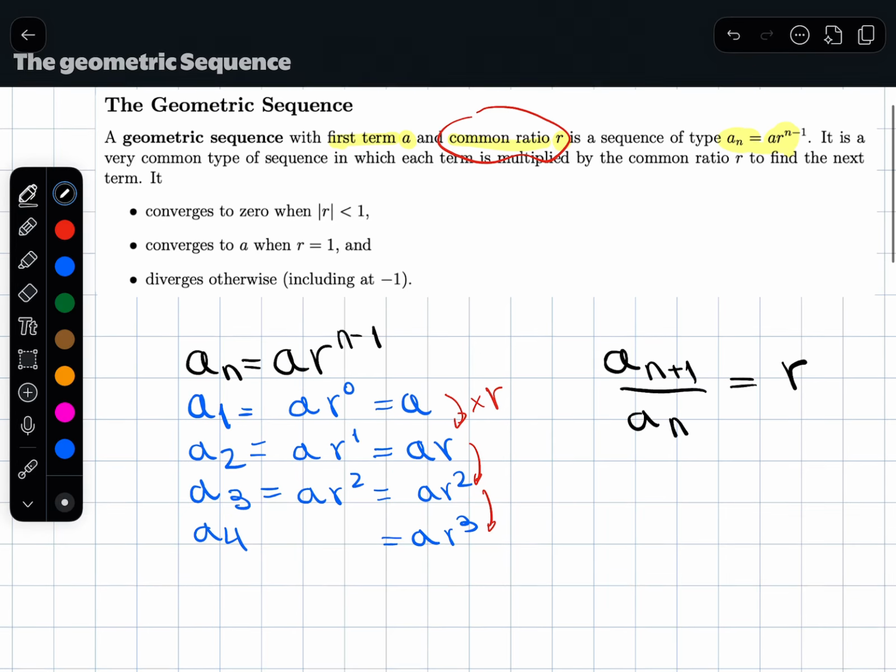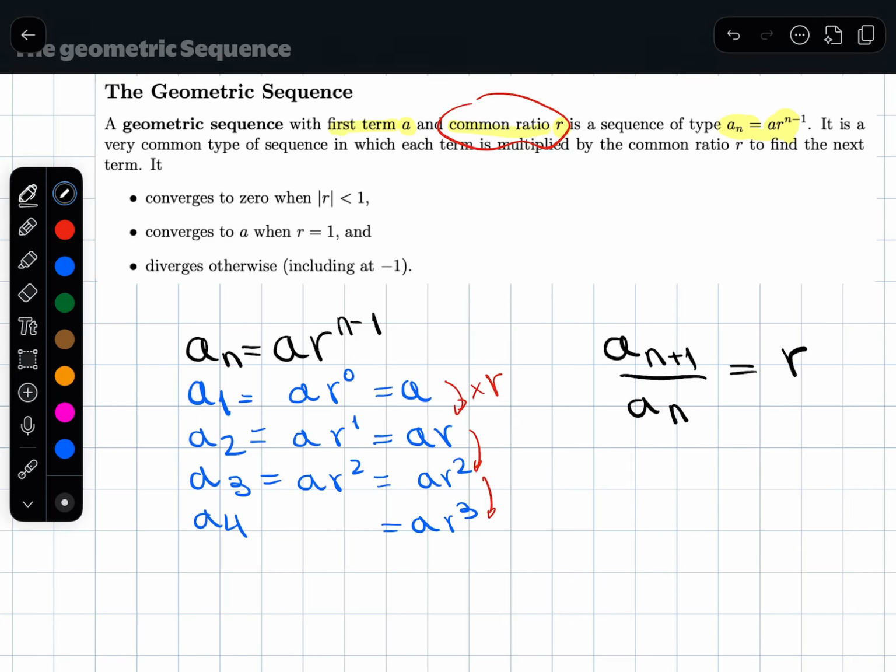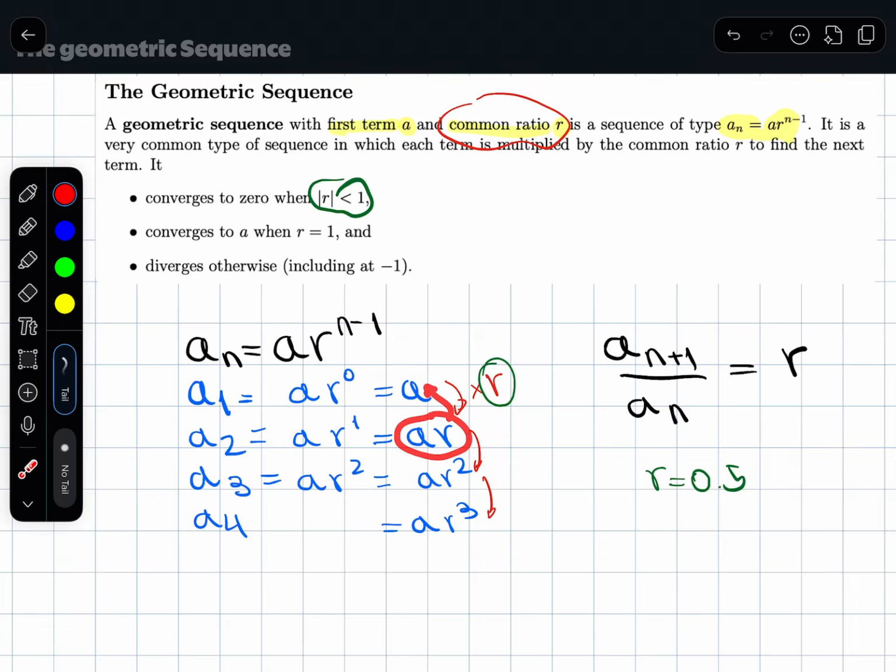What's interesting about this is that whenever the absolute value of the common ratio is less than 1, you're multiplying by something small. Just imagine multiplying by 0.5, for example. Whenever you multiply by 0.5, that's the same as taking half of the number. So this is going to be half of the previous number, and this is going to be half of the previous number again. So this is getting smaller and smaller, and for sure, this is going to converge to 0 in that case.